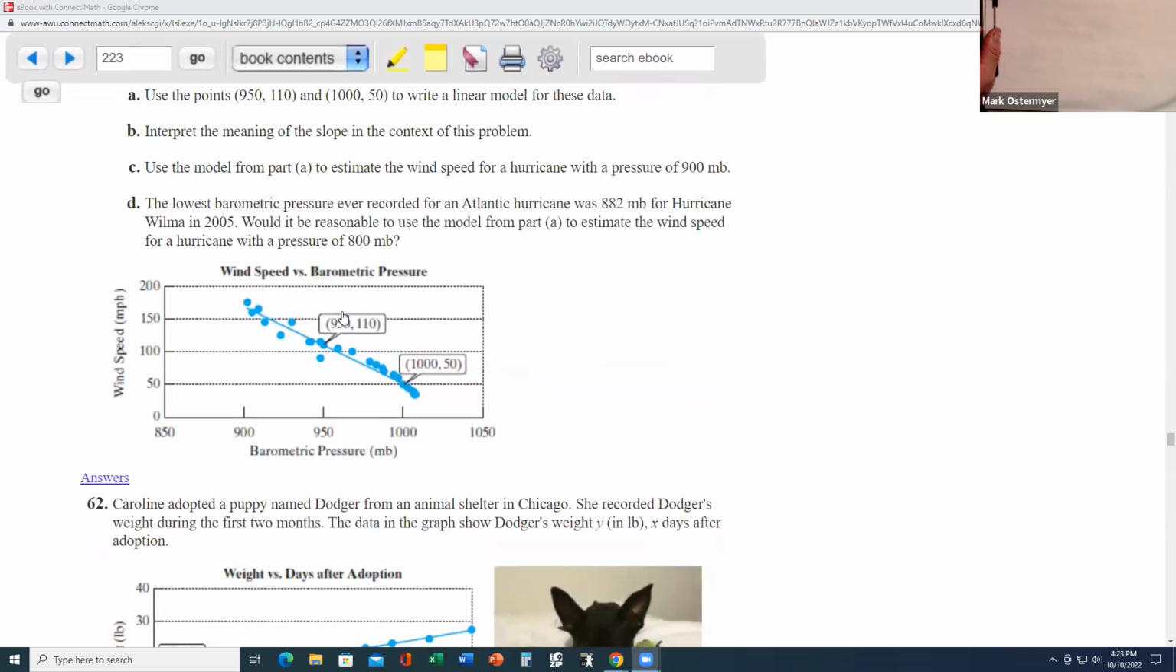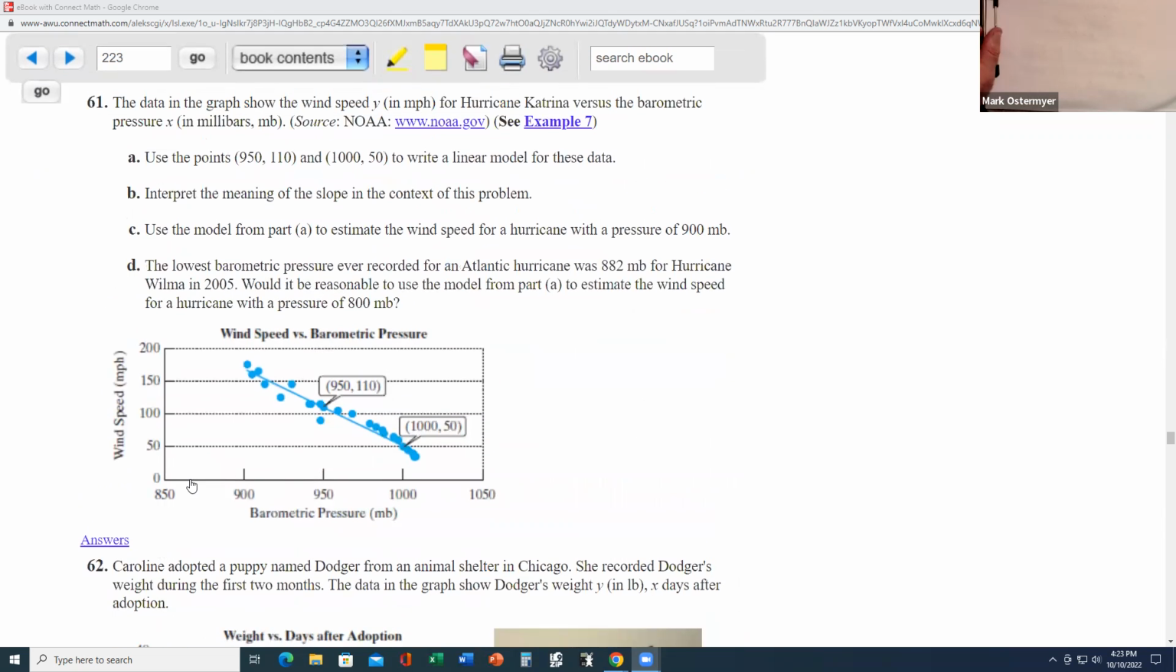Now, one last thing here, this data represents the barometric pressure of a hurricane versus the wind speed the hurricane can muster. And notice as the pressure increases, the wind speed decreases, and vice versa. They give us 2 points of interest here that they collected out in the field. When the center pressure of a hurricane is 950 millibars, the central wind speed was 110 miles per hour. When the pressure rose to 1,000 millibars, the center wind speed of the hurricane decreased to 50 miles per hour. I'm assuming these are sustained wind speeds.